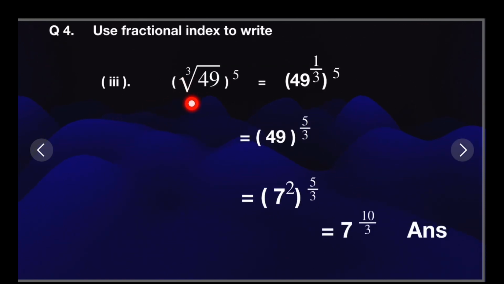3. Cube root of 49 raised to 5. So, what is the cube root? You have to write like this. First 49. Find the cube root. Write the fractional index. That is 49 raised to 1 upon 3. So, if you multiply, it will be 5 upon 3. What is 49? 7 square. So, if you multiply this, it will become 7 raised to 10 upon 3.